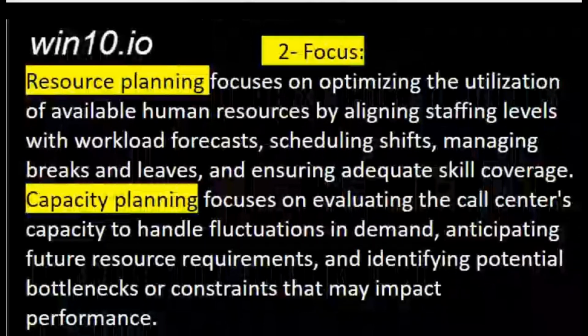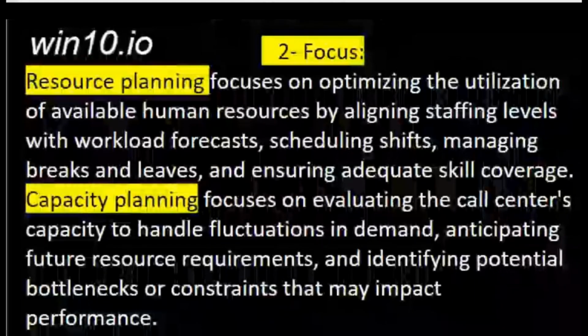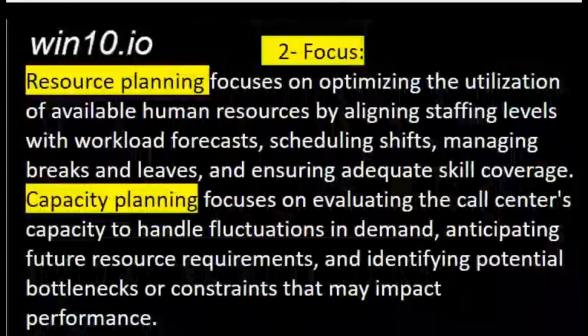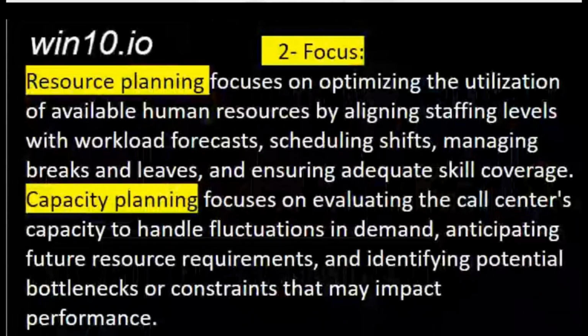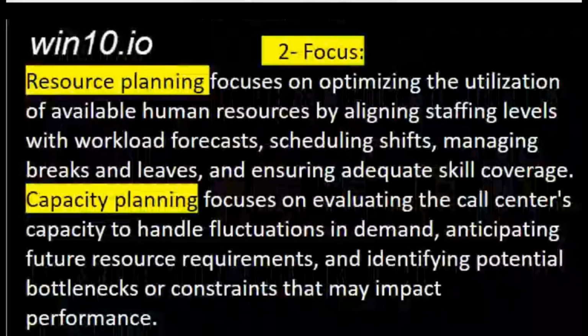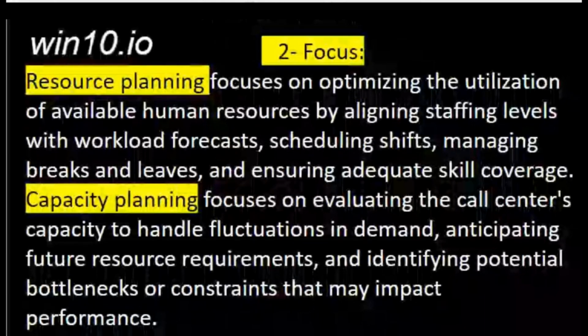After that, capacity planning focuses on evaluating the call center capacity to handle fluctuations in demand, anticipating future resource requirements, and identifying potential bottlenecks or constraints that may impact performance. So capacity planning, in the second point, focuses on evaluating the call center capacity to handle the fluctuations we may have in the near future, anticipating what kind of future resources we need by anticipating the demand we are expecting. On the basis of that, if there is any potential negative point that may occur in the future, that also needs to be addressed.